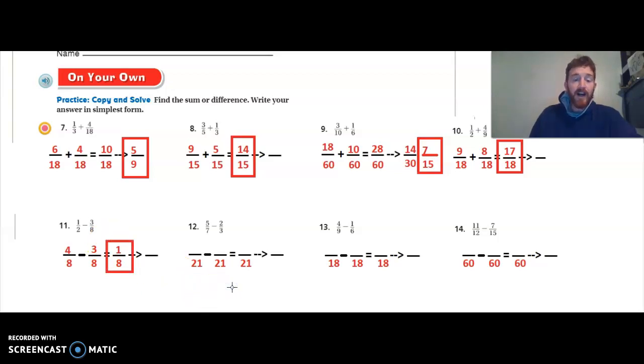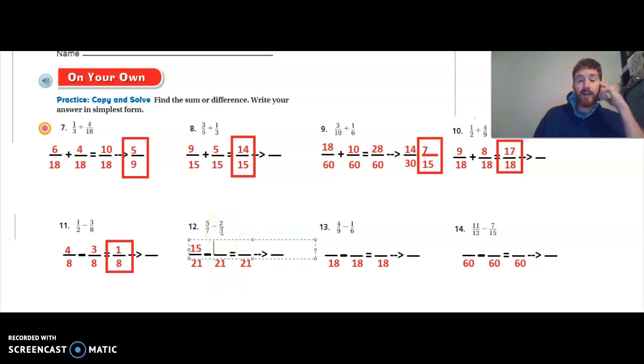Okay, number 12, 5/7 minus 2/3, 21 is our common denominator. So let's talk about again writing out these equivalent fractions here. 5/7, 7 times 3 would make 21. So I have to do the same up top. 5 times 3 is 15. So there's my equivalent fraction there. 5/7 is equal to 15/21.